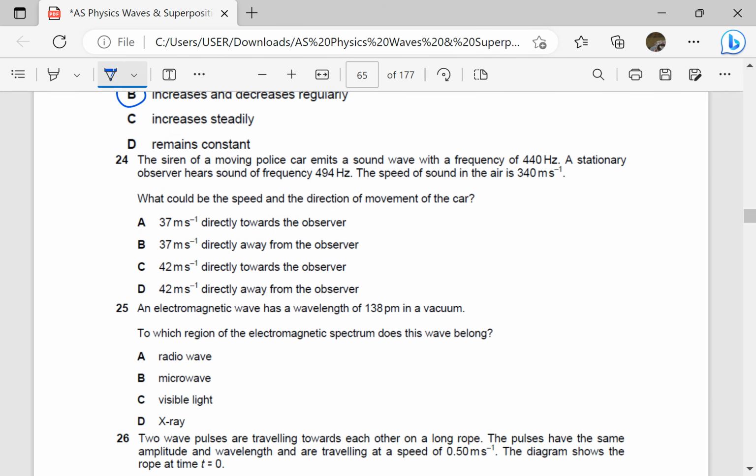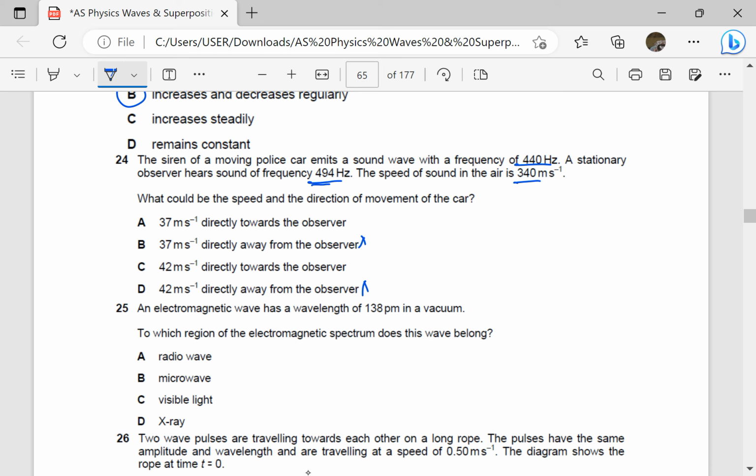The siren of a moving police car emits a sound wave with a frequency of 440 Hz. A stationary observer hears sound of frequency 494 Hz. The speed of sound in air is 340 meters per second. What could be the speed and direction of movement of the car? We notice that what is observed is a higher frequency, so it must be towards. So we ignore away.